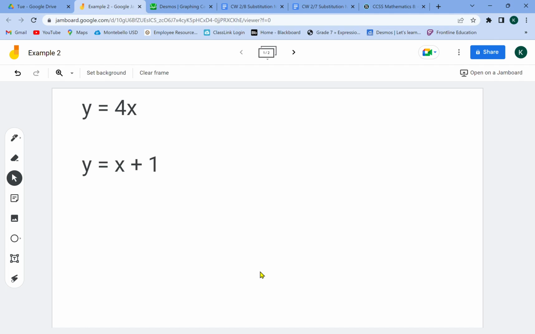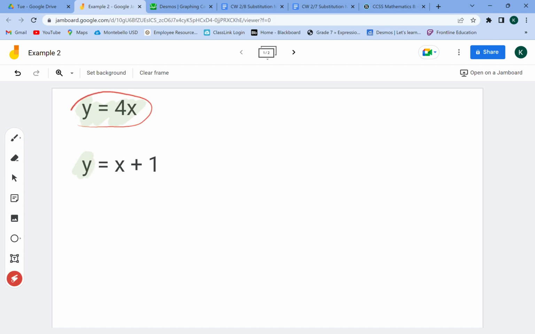Okay, so now we're going to step it up a level in using the substitution method. We're going to do a similar technique to what we did in the last video. Here, notice that y is equal to 4x, and what we're going to do is substitute it into this y over here.